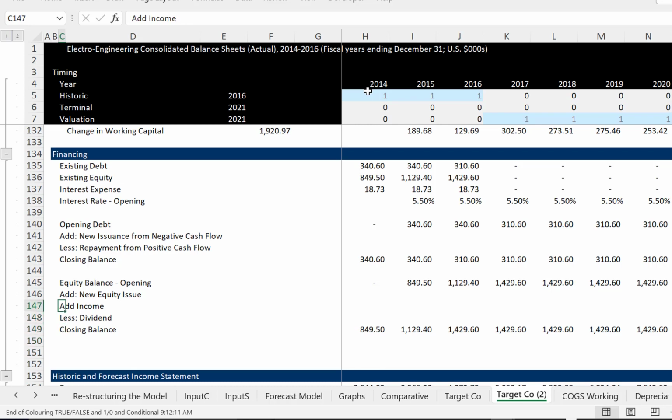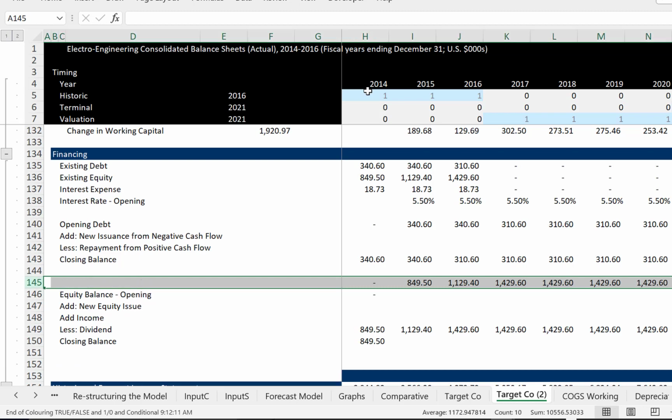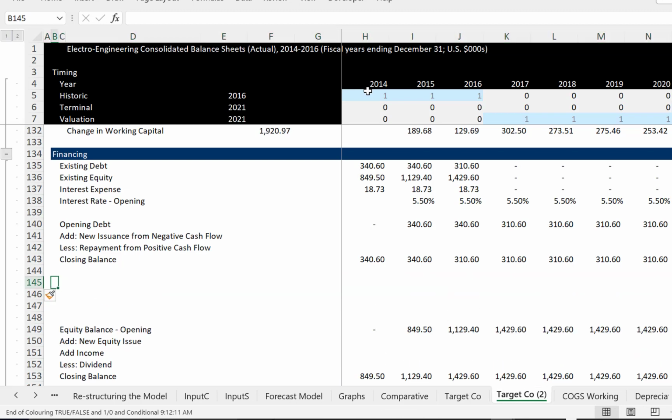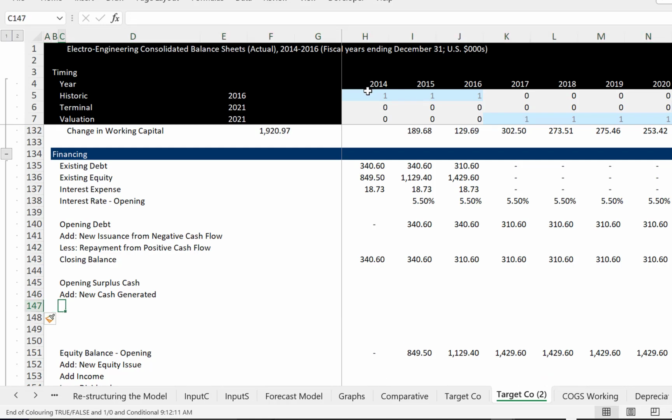Okay. Now I think we should also put, just in case, some surplus cash, like Apple has, the billions. Opening surplus cash, add new cash generated. Now, what I did, I should have told you before. Less cash used, closing balance.